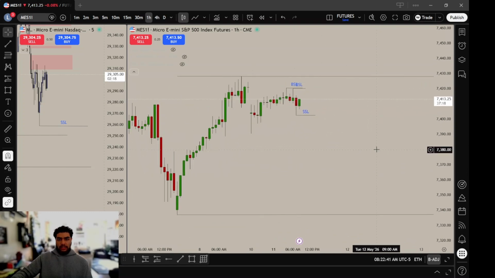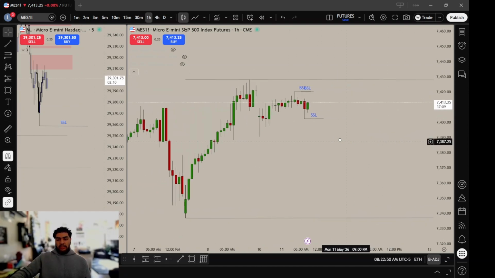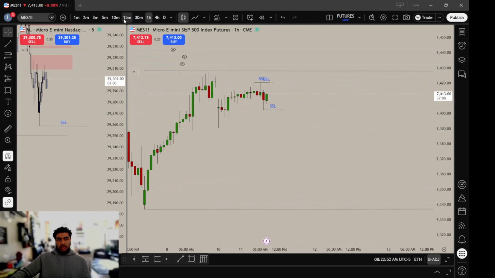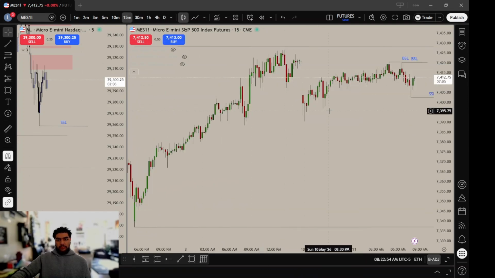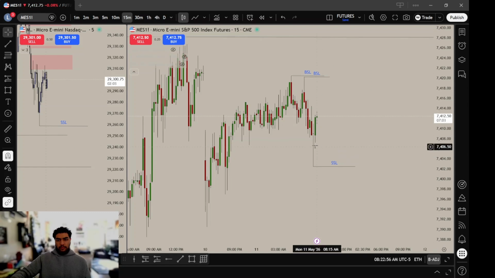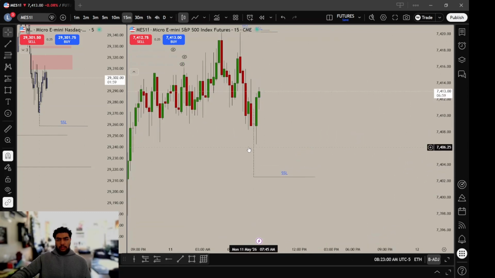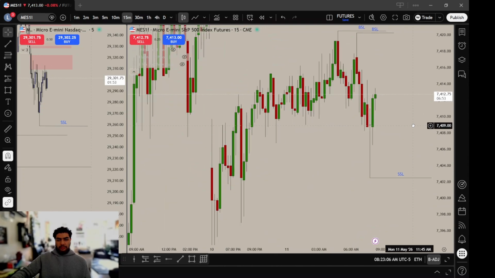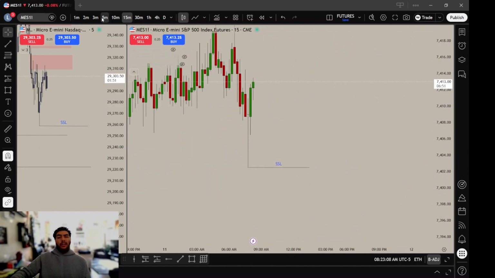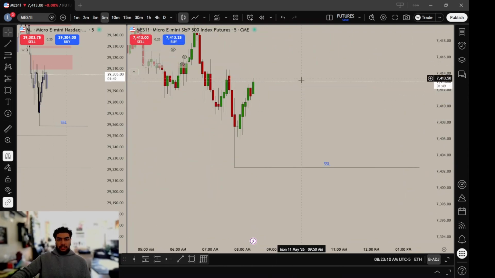But yeah, here's the hour. So I think we're going to continue on this uptrend, maybe break out one of these highs and or one of these lows. 15 minutes: we don't really have any fair value gaps that we can stick it into. So pause. 5 minute.